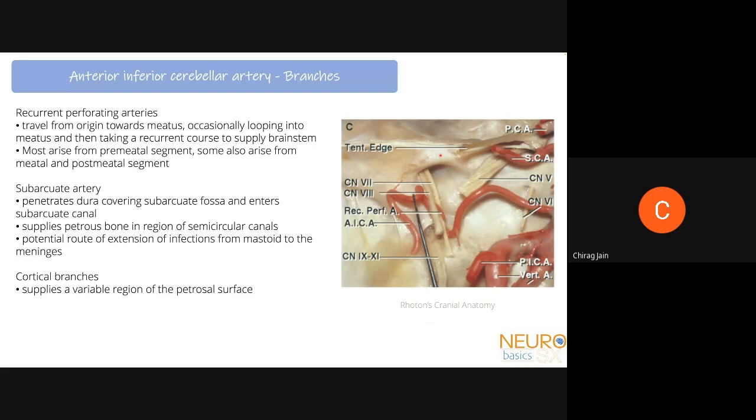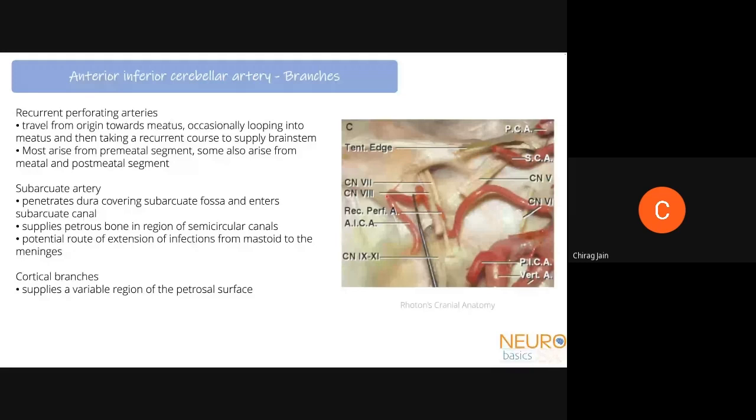The other important branches which arise from the ICA include recurrent perforating arteries, a subarcuate artery, and some cortical branches. The recurrent perforating arteries are important because these actually originate from the ICA. They almost loop into the IAC, and then they come back and supply the brainstem. So if we're exploring this region, it is important to preserve these arteries because they're supplying the brainstem.